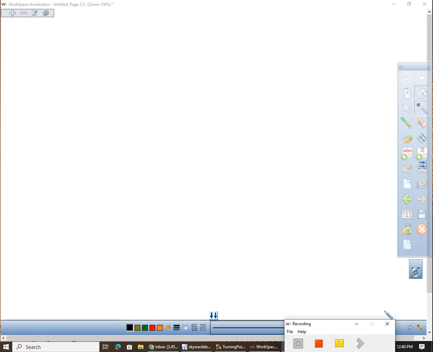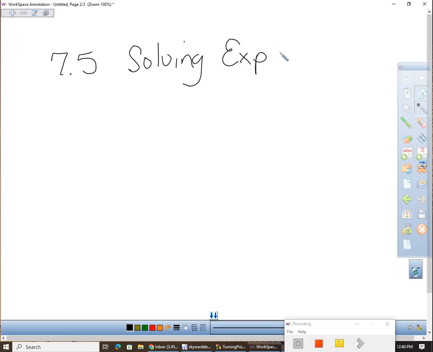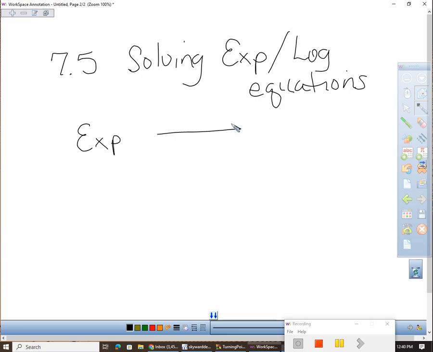Going to do 7.5. And 7.5 is solving exponential and log equations. I want to remind you, and we've talked about this before, that exponential and log are inverses of each other.